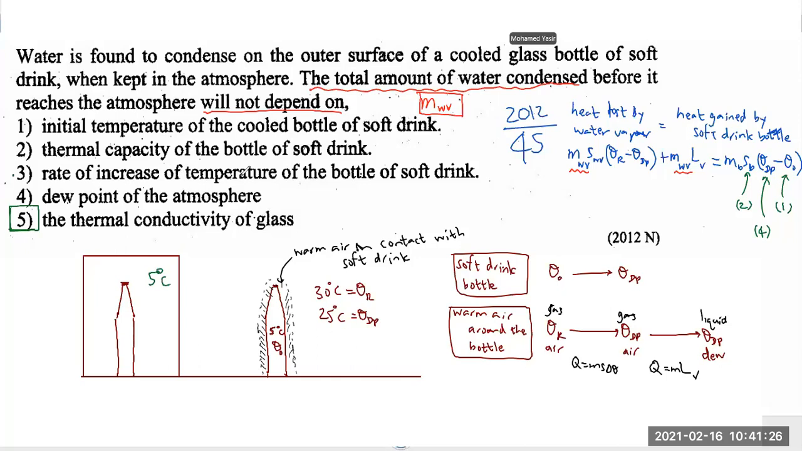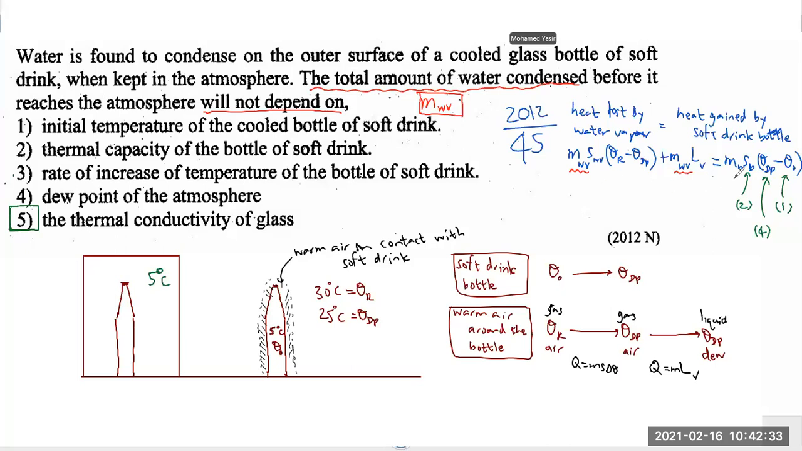Now, I know this rate of increase of temperature is not directly there in the equation, but my argument is that at a given time, if the temperature can increase quickly, more water vapor can condense. Where can I bring time into this equation? Before it reaches the atmosphere, they are talking about a time interval there. So if the rate of increase of temperature is high at a given time, more water vapor can condense, and there is no logical way to explain how thermal conductivity is going to impact this.